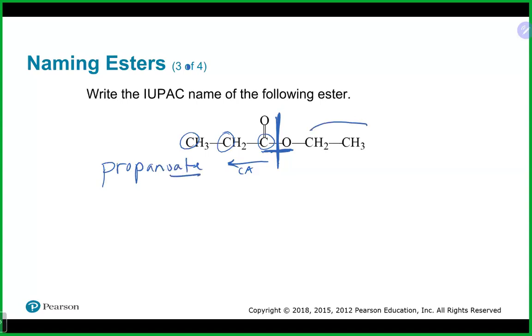And coming the other way, which is our alcohol part towards the single bond, we got again our 2 carbons. So once again here, ethyl propanoate. Any questions on that one there? All right.